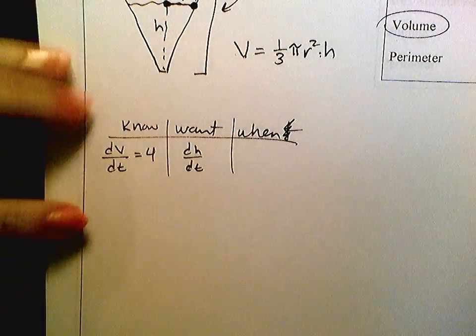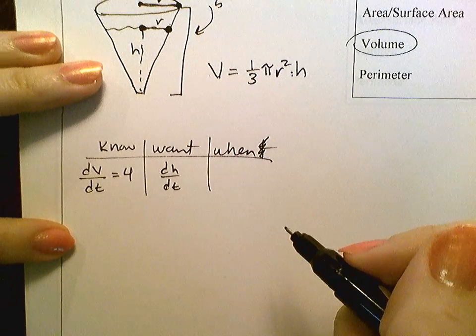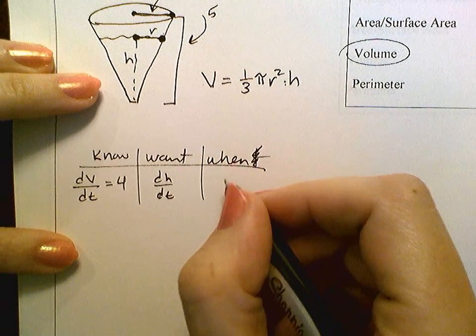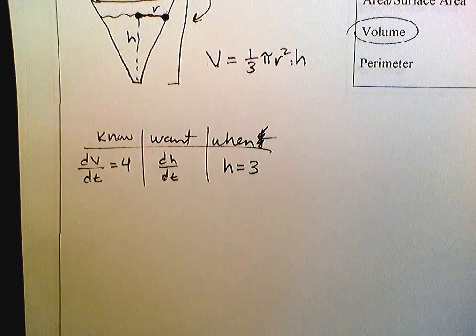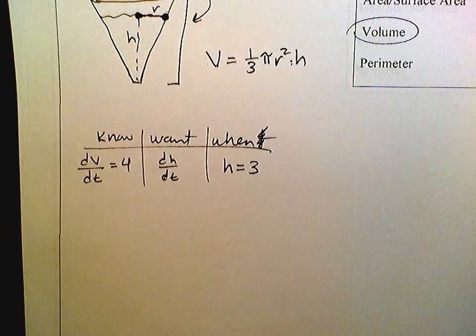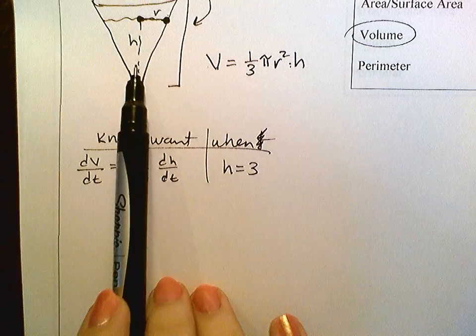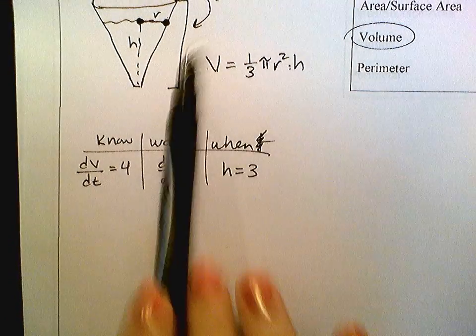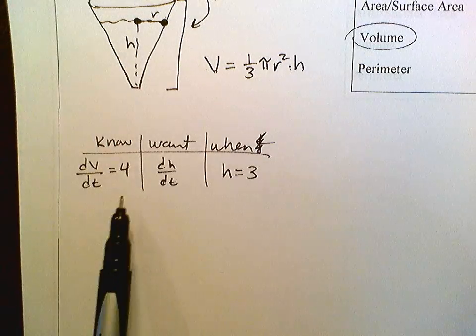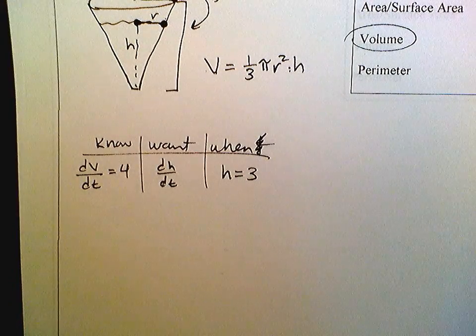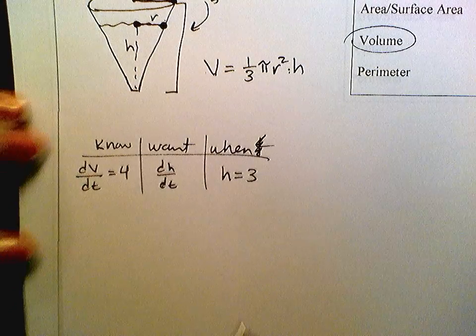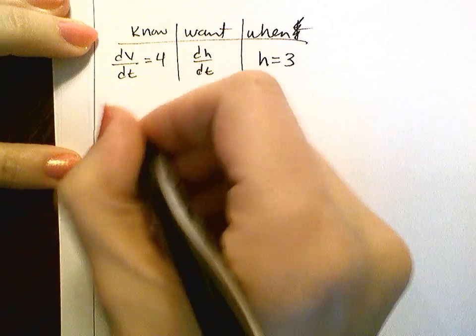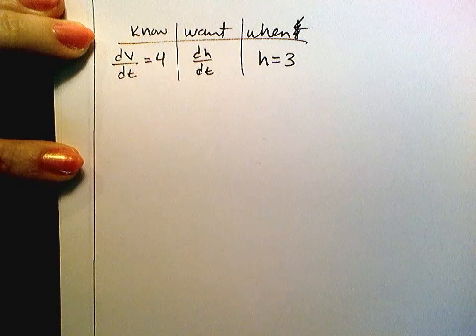Anytime you're encountering any sort of word problem in Calc class, it's not a bad idea to write down a know, want, when chart. Then you figure out what formula is helping you. You draw a picture, you figure out the formula that's going to help you. You establish know, want, when, and then you take the derivative. You take the derivative of this. Everything is changing with respect to time.